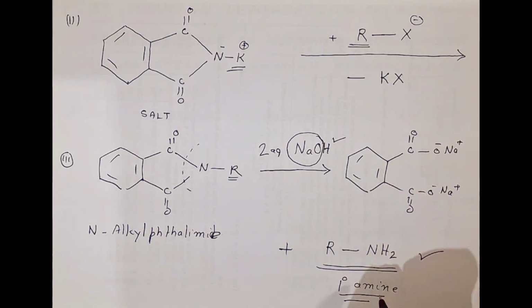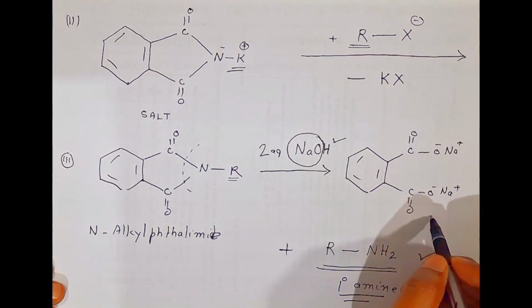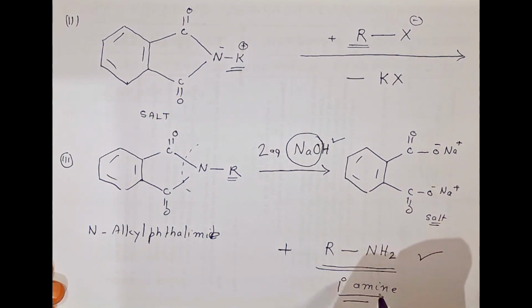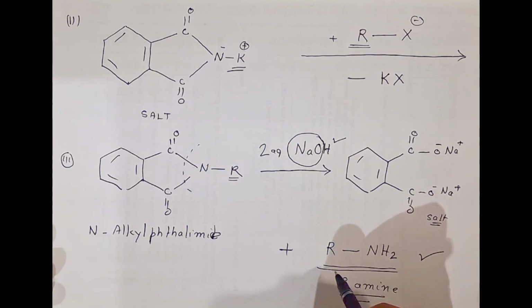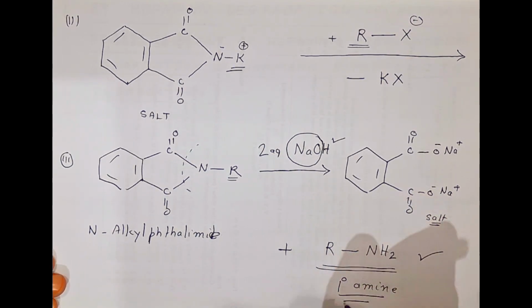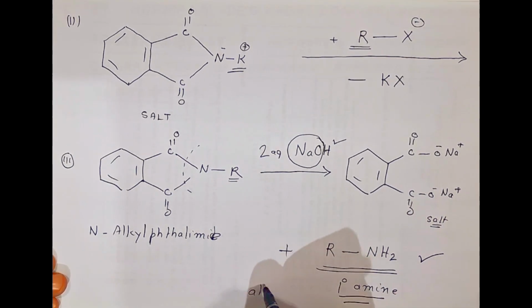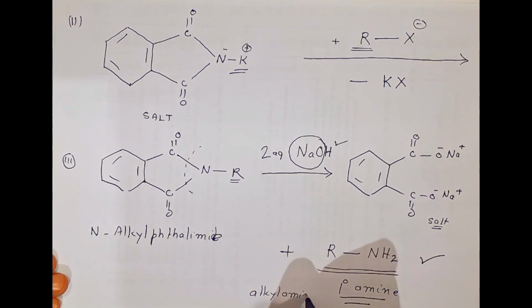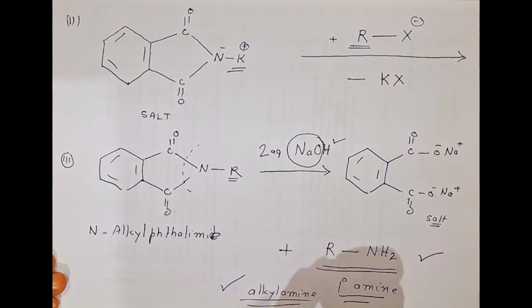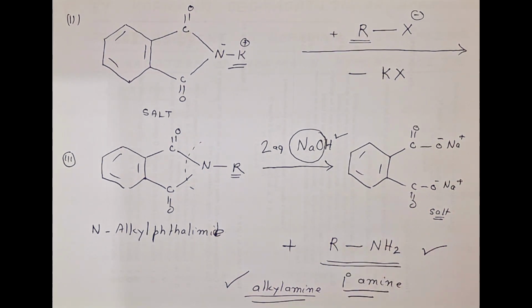So this way students, we have prepared the primary amines from phthalimide. And this is the sodium salt, students. Again you are getting a salt, but we have synthesized the primary amines. Only alkyl amines we can prepare from this method. That is why this method is very famous, and that is why it is called the Gabriel phthalimide synthesis, students.